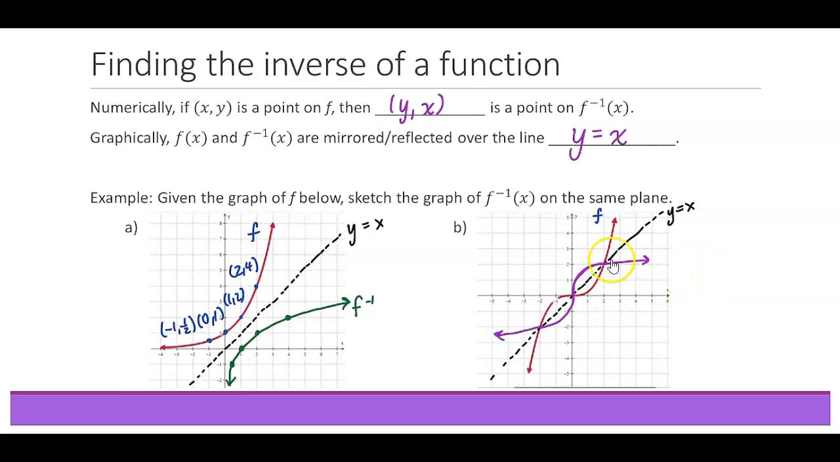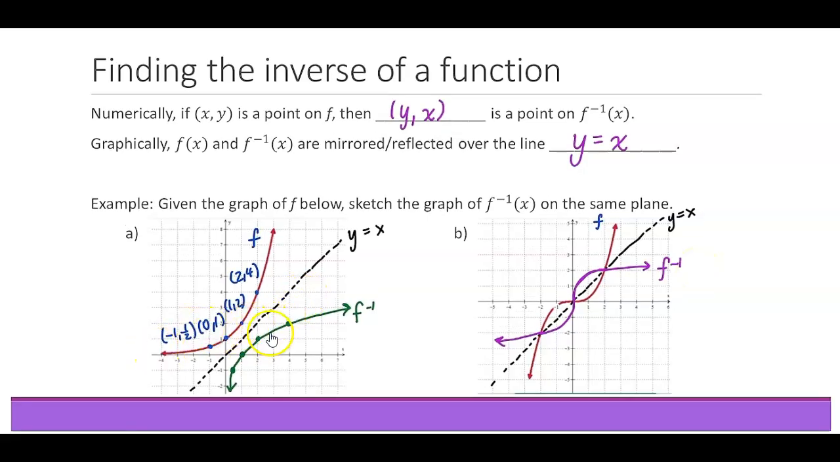So they intertwine with each other. So I would reflect each piece. If it was below y equals x, it would flip on top of it. If I had a piece above y equals x, it would flip on the other side of y equals x. So this is my graph, a sketch of f inverse.